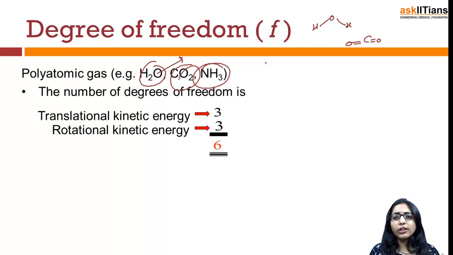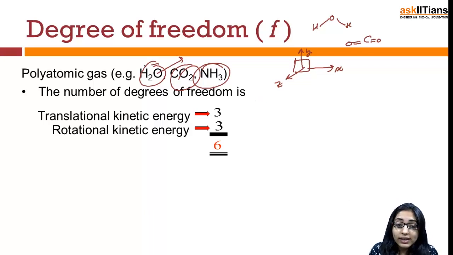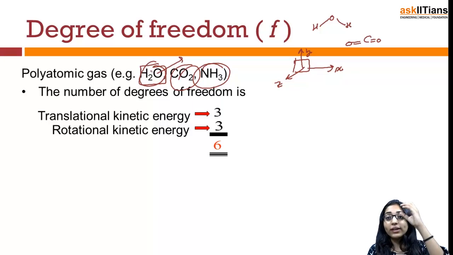Any particular molecule, whether it is linear, non-linear, monoatomic, diatomic or polyatomic, can have only 3 translational degrees of freedom, because as a whole, the molecule can either move in the x-axis, or the y-axis, or the z-axis. If I am taking the case of water, water as a whole can move in the x-axis, y-axis or z-axis. So the total translational kinetic energy terms will be 3.